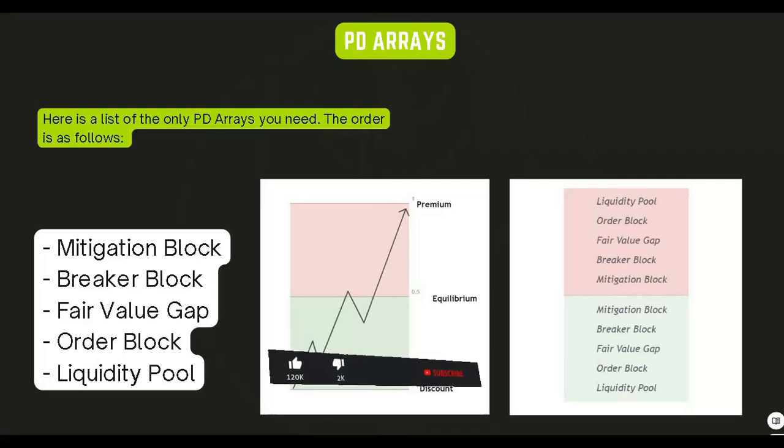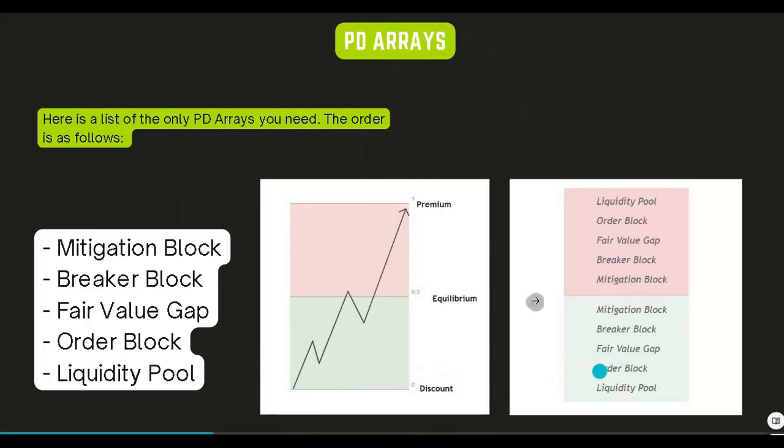A list of the only PD arrays you need, and the order is as follows. The mitigation block is the first PD array, which is the closest to the equilibrium, as you can see illustrated in this diagram. Then we have the breaker block, which comes after the mitigation. Fair value gap, third. Fourth, we have the order block. And then the fifth, last but not least, we have the liquidity pool.